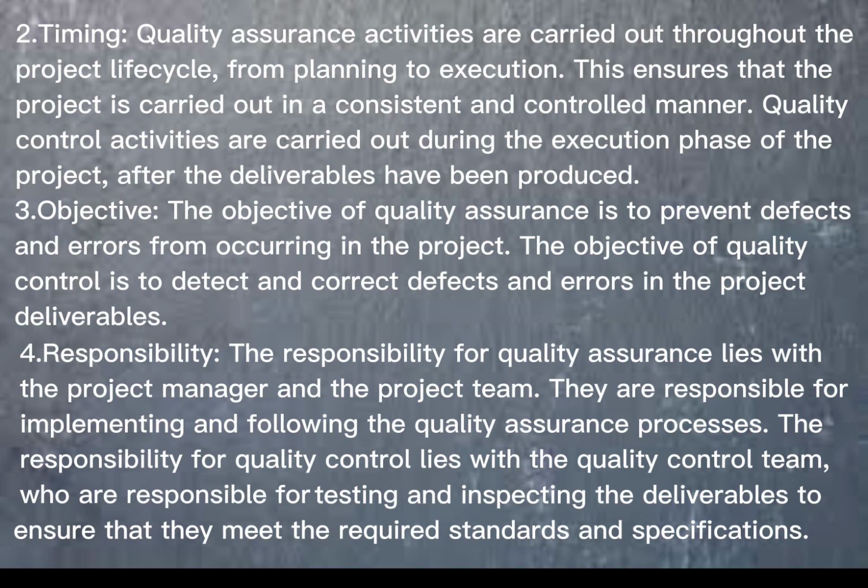2. Timing. Quality assurance activities are carried out throughout the project lifecycle, from planning to execution. This ensures that the project is carried out in a consistent and controlled manner. Quality control activities are carried out during the execution phase of the project, after the deliverables have been produced. 3. Objective. The objective of quality assurance is to prevent defects and errors from occurring in the project. The objective of quality control is to detect and correct defects and errors in the project deliverables.